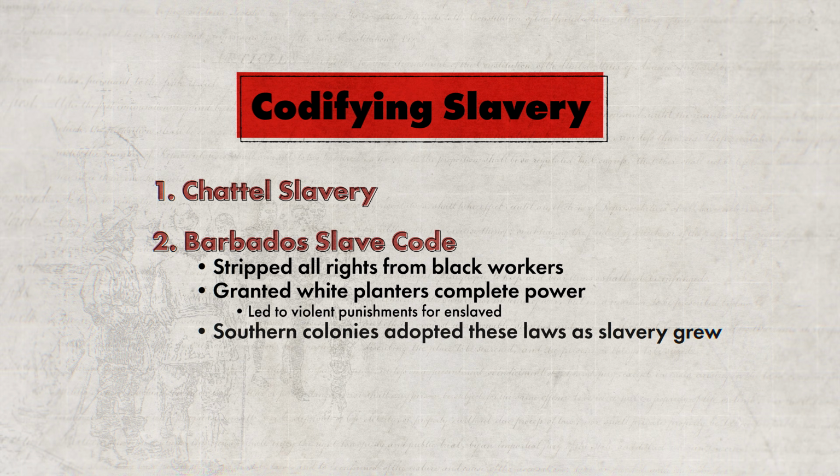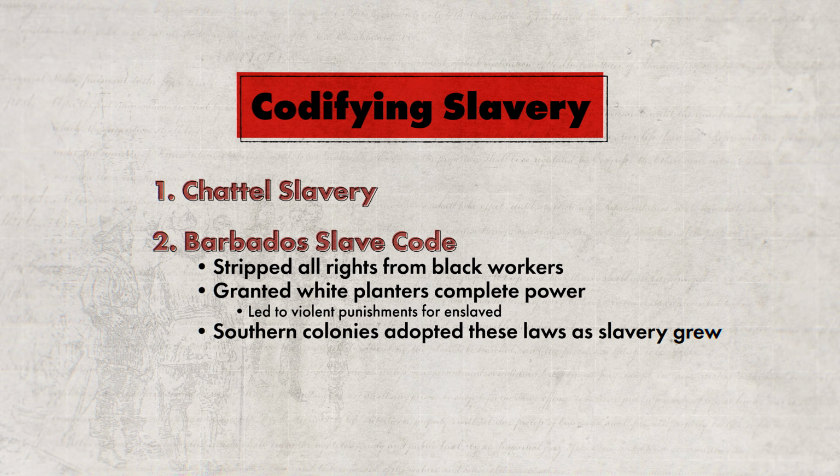And eventually, those codes were also adopted in the southern colonies as slavery became even more prominent. And finally, other laws were passed stating that if an enslaved woman bore a child, then that child would also be perpetually enslaved. And from there, similar law codes were adopted in other colonies as well.